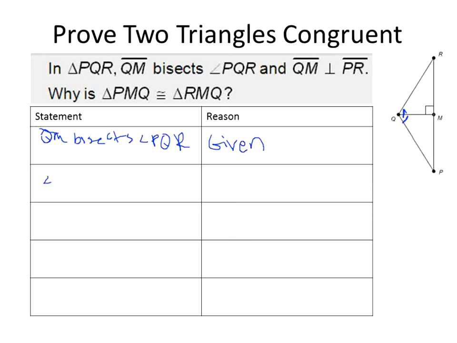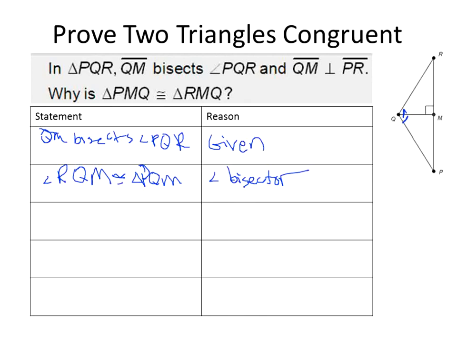And because it bisects angle PQR, we can say that angle RQM is congruent to angle PQM, and that's because of the angle bisector. Although we know that's going to be true because of this statement here, it's not actually stated up here, so I have to write it and state it down here. Okay, so we know that those two angles are congruent.